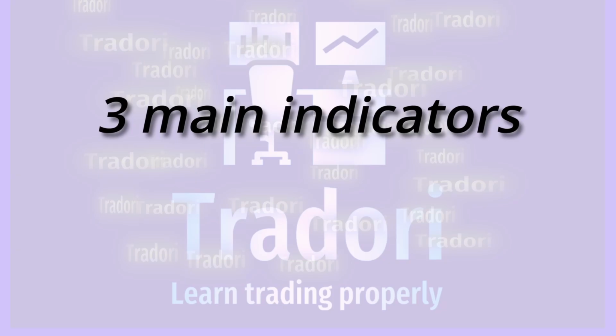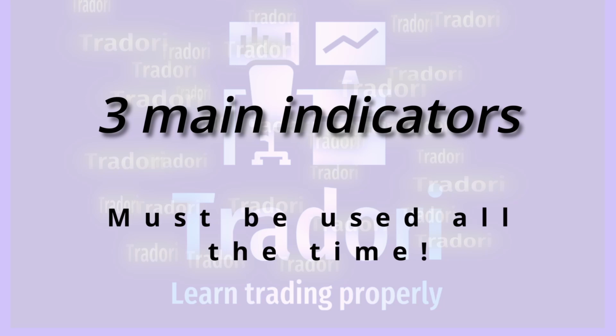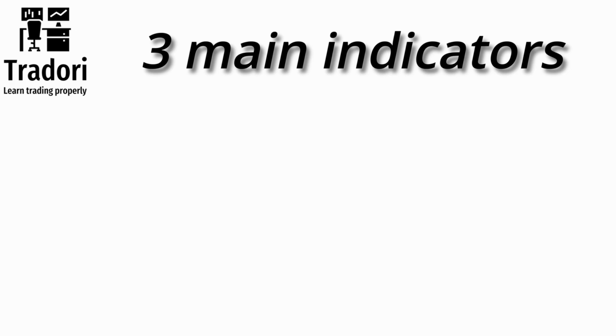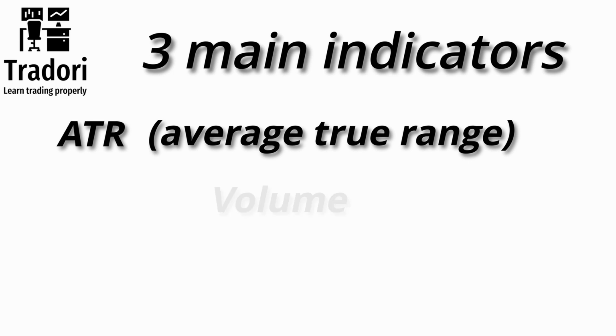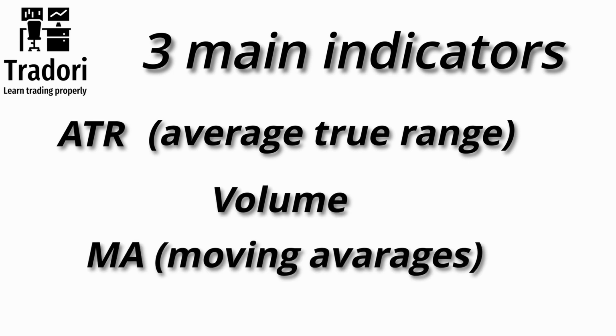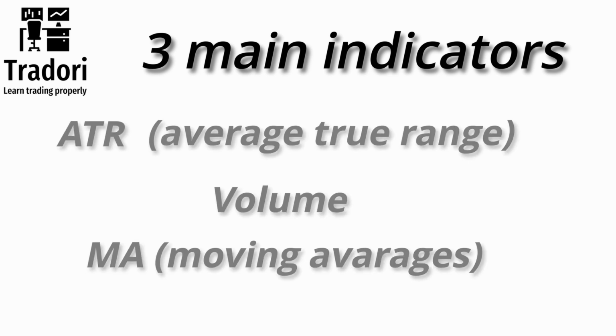There are 3 indicators which you should use on a daily basis from the very beginning of your trading career. Those are ATR, average true range, volume, and moving averages. Each of them brings different value to your trading and helps to predict further movements.